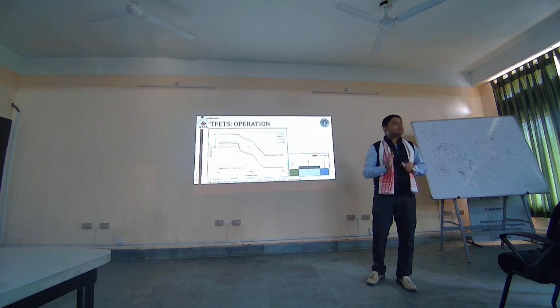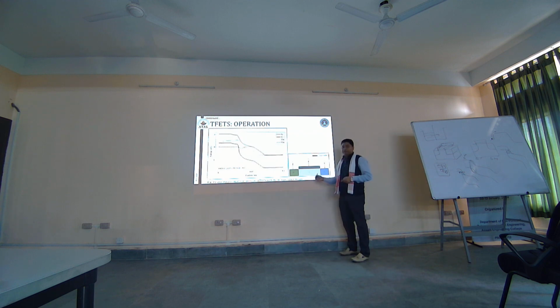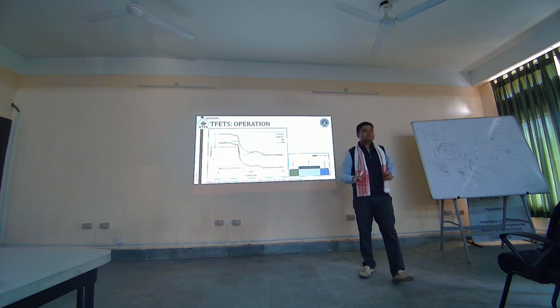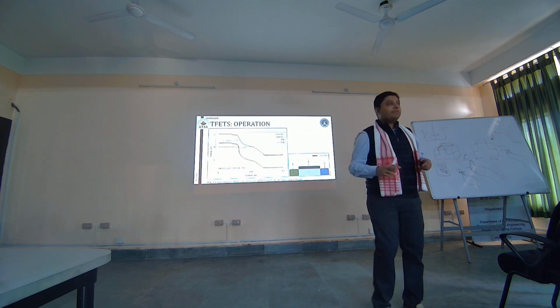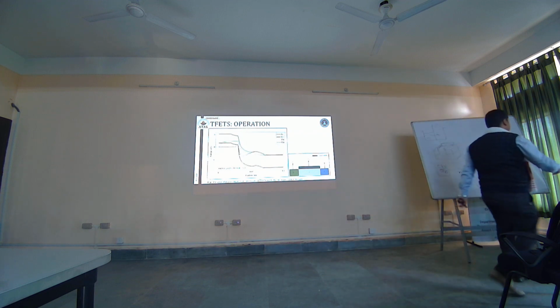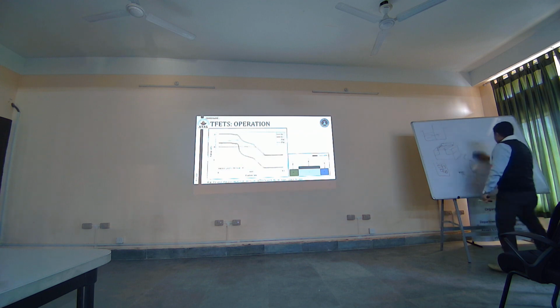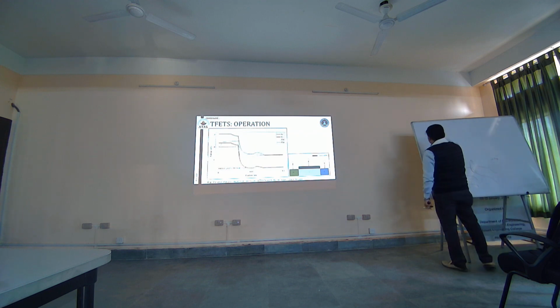Am I able to reach out to you? So, another disadvantage, a very interesting disadvantage, which you can see from the band diagram. Let me wind this up. Another disadvantage.